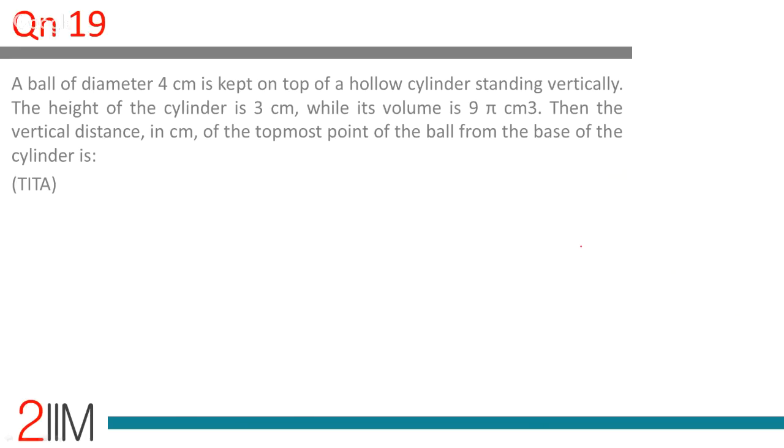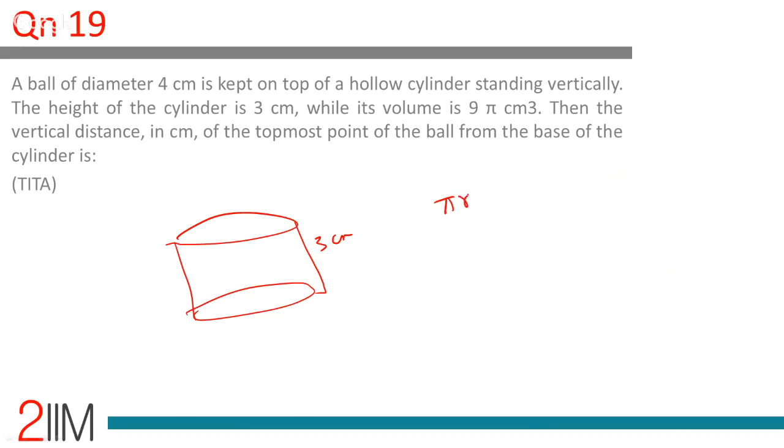A ball of diameter 4 centimeters is kept on top of a hollow cylinder standing vertically. Wonderful. The height of the cylinder is 3 centimeters, but its volume is 9 pi centimeter cube. Pi r square height is 9 pi. Height is 3. Pi into r square into 3 is 9 pi. R is root 3. Wonderful question. So this radius is only root 3.